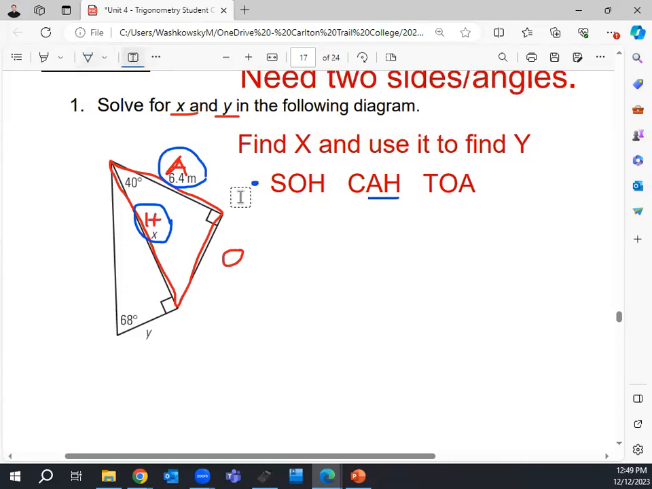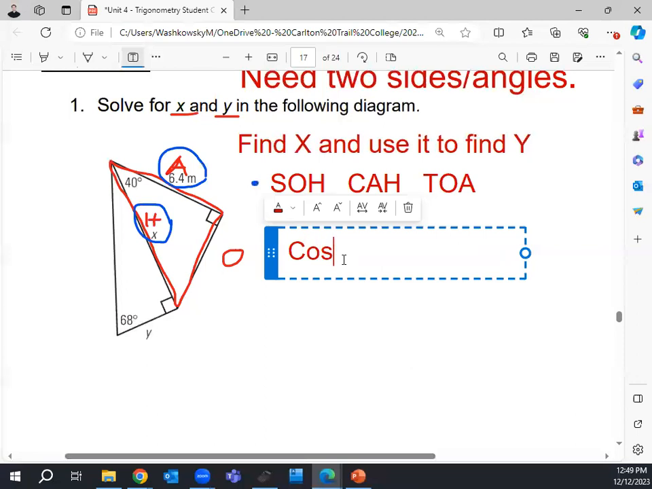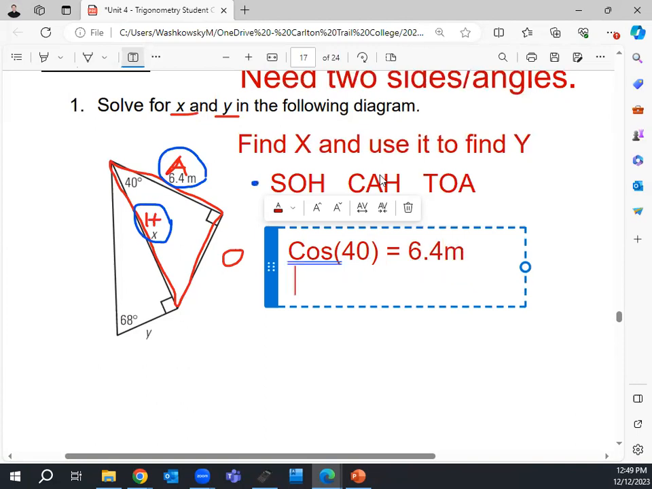All right. So I know I need to use cosine to find x. So let's do that. The cosine of the angle, which is 40 degrees, is equal to, it says adjacent first, so 6.4 meters, all over the hypotenuse, which we've already called x.